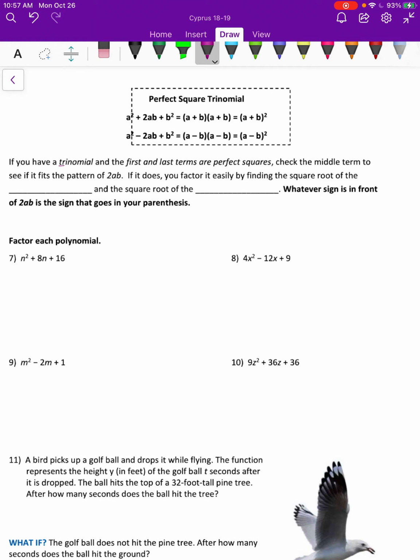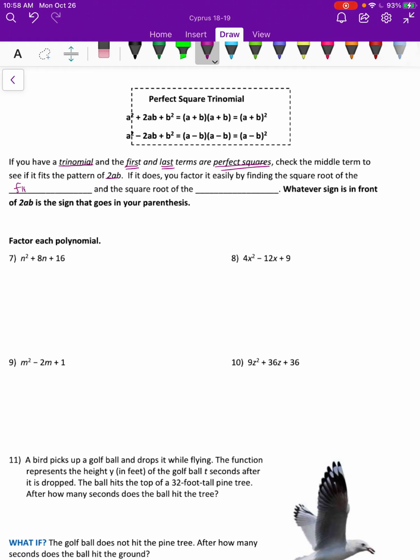So if we have a trinomial, remember a trinomial has 3 parts, and the first and the last terms are perfect squares. So the beginning and the end are perfect squares. We want to check the middle to see if it fits the pattern 2AB. If it does, then we have another pattern we can use.